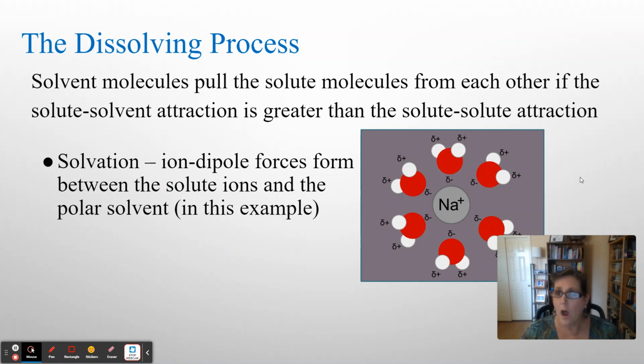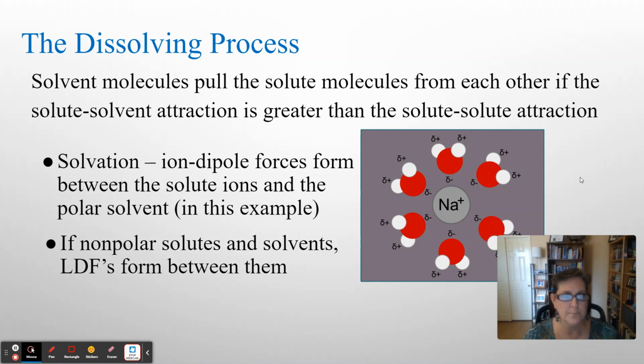Now, remember, not all ionic compounds are soluble. You have to check the solubility rules. But that's basically what happens when something dissolves: we create these new intermolecular forces. There's multiple of them, and together they can overcome that solute-solute attraction, and so the solid will dissolve.